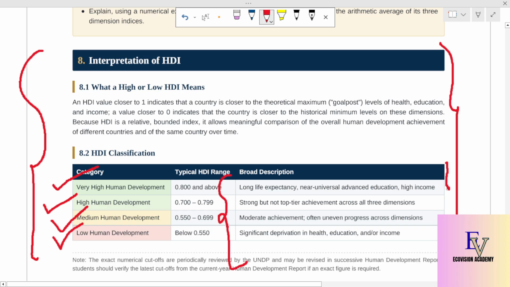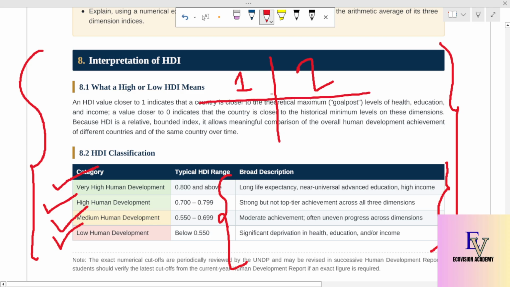In the next class, I will generate an Excel file. I will show you how you can calculate and interpret HDI. And after tomorrow's class, after I show you in Excel how to calculate HDI, I will give you the data for two countries, country 1 and country 2.